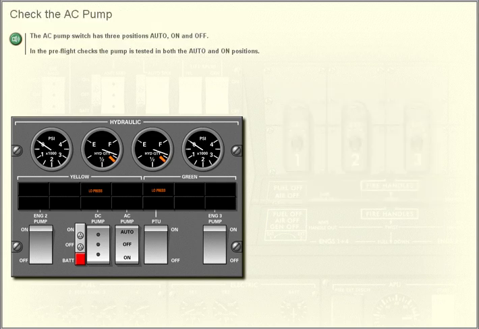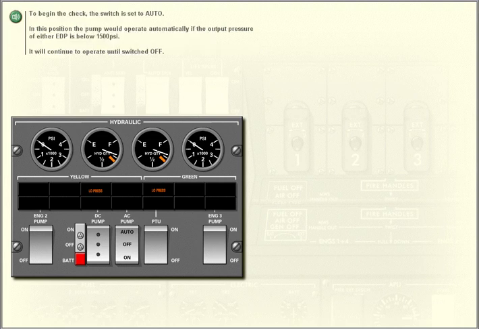Check the AC pump. The AC pump switch has 3 positions: auto, on and off. In pre-flight checks, the pump is tested in both the auto and on positions. To begin the check, the switch is set to auto. In this position, the pump would operate automatically if the output pressure of either EDP is below 1,500 psi. It will continue to operate until switched off.